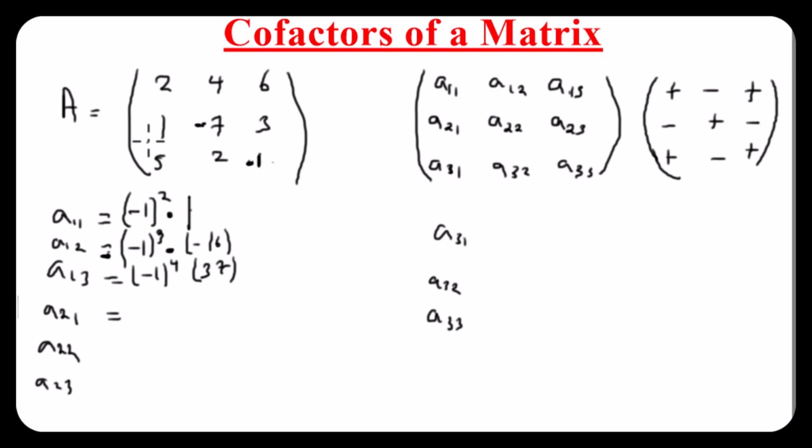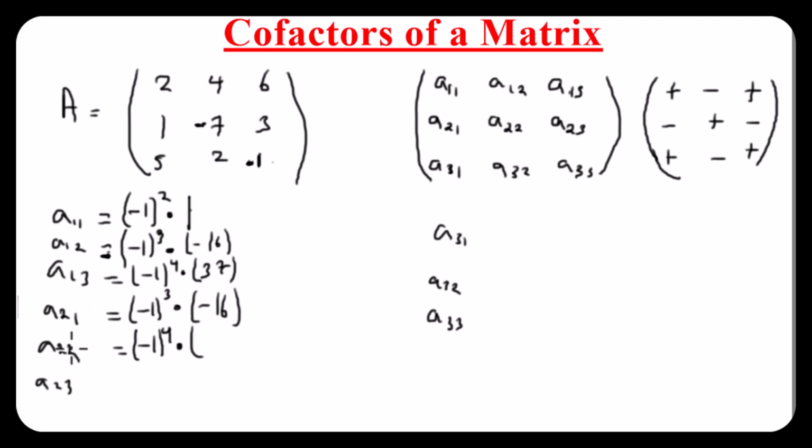A21 belongs to the second row and first column. So strike out the second row, strike out the first column. What have we left? It's 4, 6, 2, and 1. So 4 times minus 1, that's negative 4. First of all, let me write minus 1 to a power of 3. Okay, now dots. I didn't write my dots here. We said 4 times negative 1, that's negative 4. 2 times 6, that's 12. So negative 4 minus 12, that would be negative 16. Okay, and then for the next one, negative 1 to a power of 4.